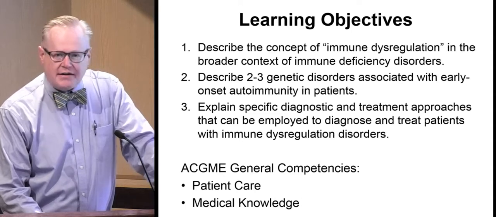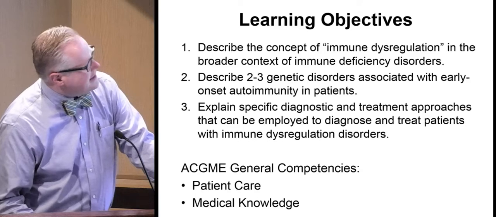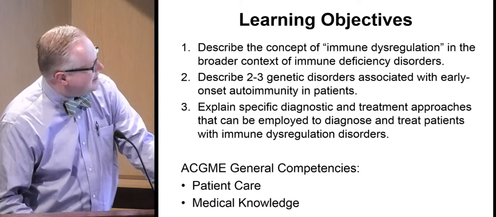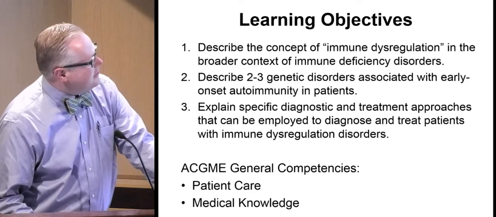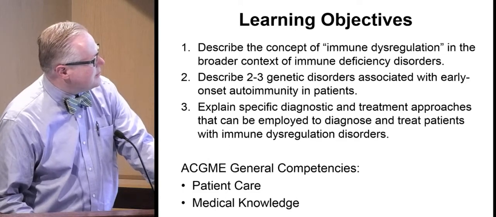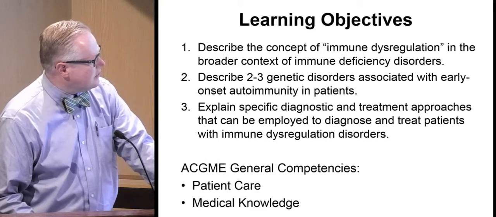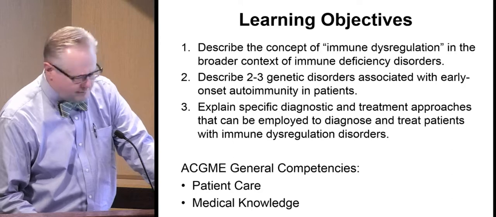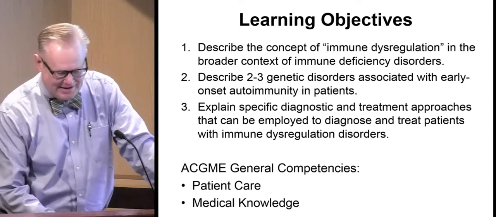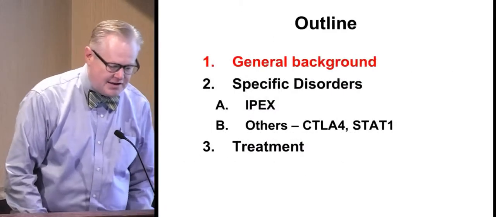These are the learning objectives for the talk: to describe the concept of immune dysregulation in the broader context of immune deficiency disorders. This will make sense in a couple of minutes. Describe 2 to 3 genetic disorders associated with early onset autoimmunity in patients, and then explain specific diagnostic and treatment approaches that can be employed to diagnose and treat patients with immune dysregulation disorders. Hopefully this will make sense by the end of the talk, and you'll be able to answer these 3 things.